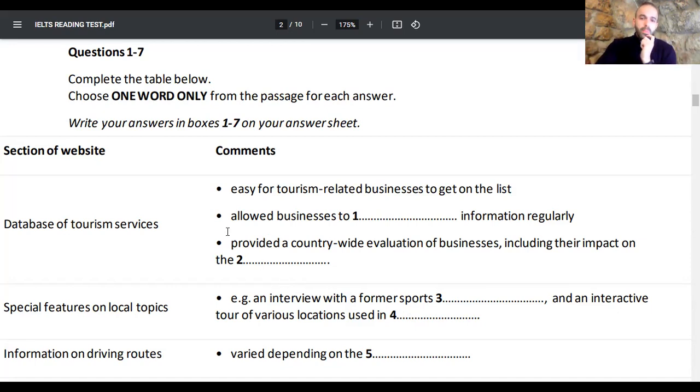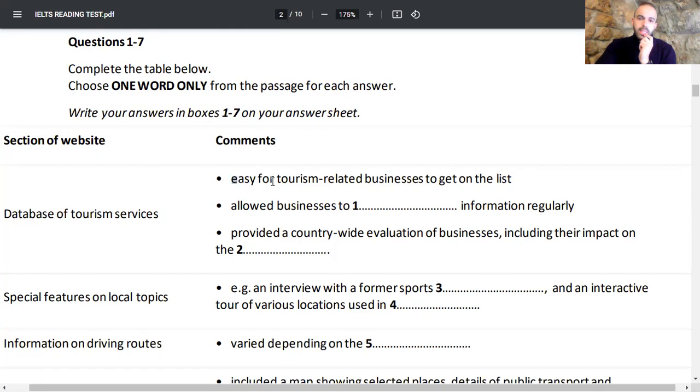So for example, you come to this sentence, you read it here, it says section of website, and it says the comments here. So it says easy for tourism-related businesses to get on the list. So this sentence might help you to locate the answer, okay? So you need to read this, by the way. Don't only focus on the sentence where you have the question 9. You need to focus on this sentence as well, because this sentence might lead you to the actual answer of number 1.